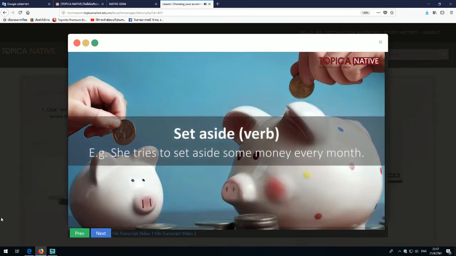Set aside. To save or keep money or time, etc., for a particular purpose. For example, she tries to set aside some money every month.